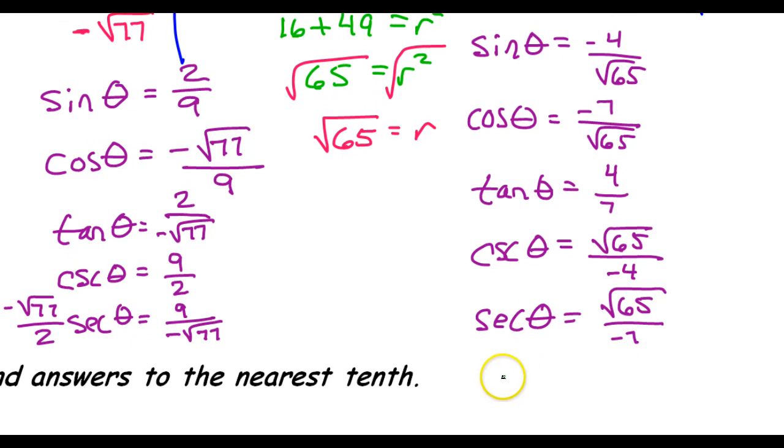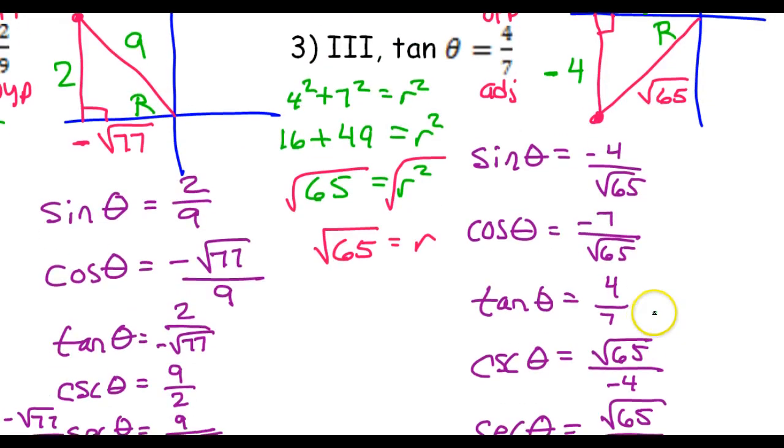And that leaves cotangent, which is the reciprocal of this. So that'll be 7 over 4. So those are the answers for number 3.